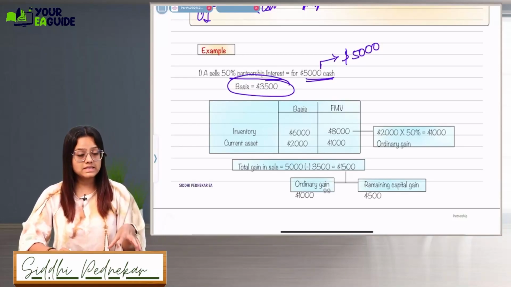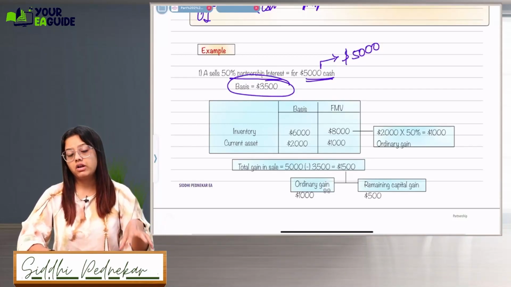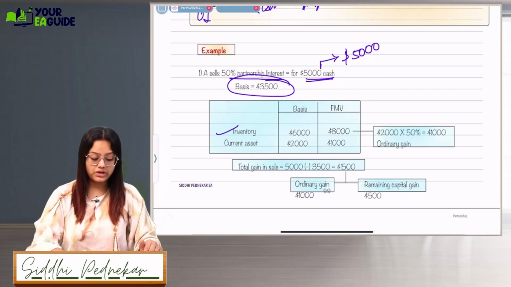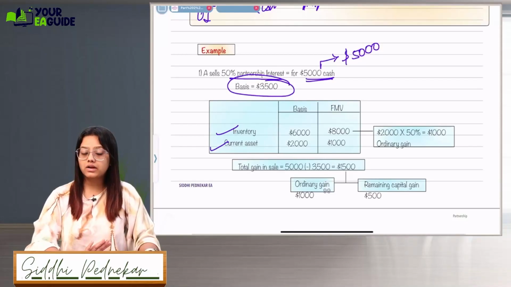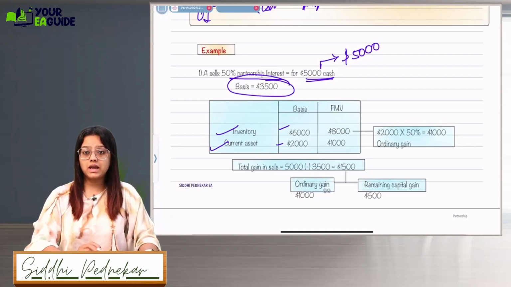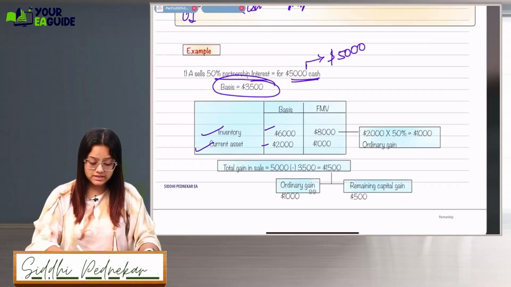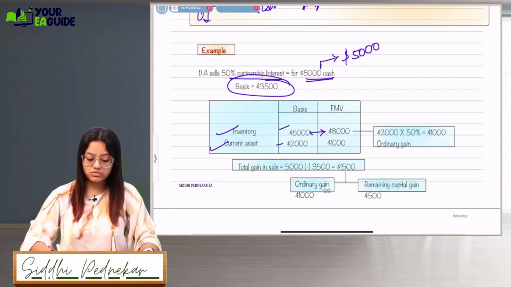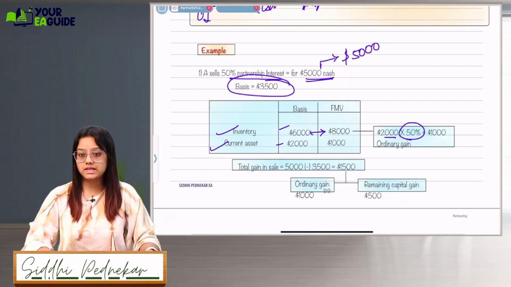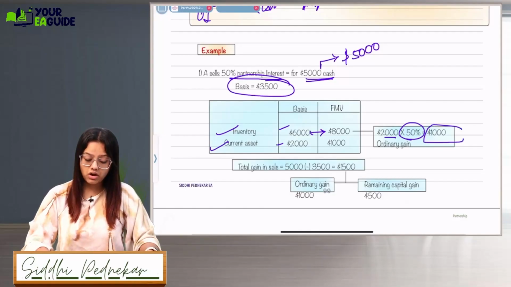Okay, now let's see this $3,500 and what other things he has on hand: inventory and current assets. Can I say these both are unrealized receivable and unrealized inventory, right? So take the basis and compare it with the FMV. Is there any appreciation over the basis? Yes, for inventory we have 2,000 of appreciation. So 2,000 on only a 50% share getting sold, so $1,000 will be captured as ordinary gain.